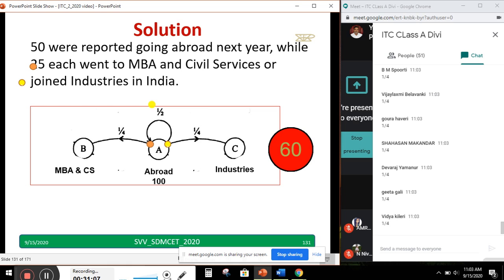See here. 25 each went to MBA and civil services. Hence A to B, 25 means 1 by 4. Next, another 25 joined industries in India. 25 means 1 by 4. They joined industries. Hope all of you understood this. So just take a minute and copy down this.